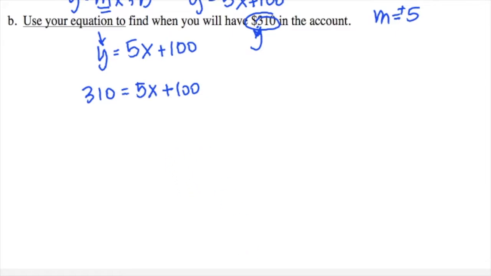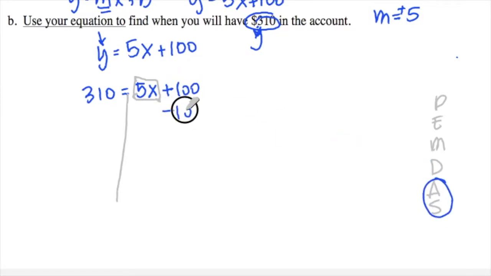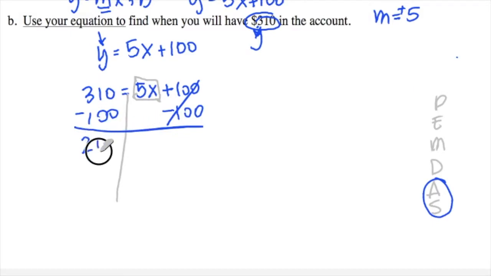To solve this, we want to get our variable on one side, everything else on the other. So we have 5x is what we're solving for. We're going to use our order of operations backwards, PEMDAS backwards. So we want to get our variable term by itself by working backwards from there. We need to undo any adding or subtracting. We have plus 100, so we're going to subtract 100 on both sides. Plus 100 minus 100 is going to give me 0. 310 minus 100 is 210, is equal to 5x.